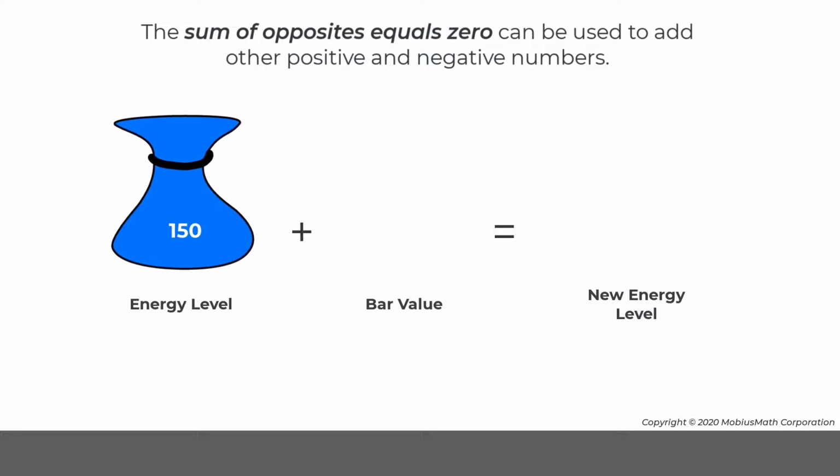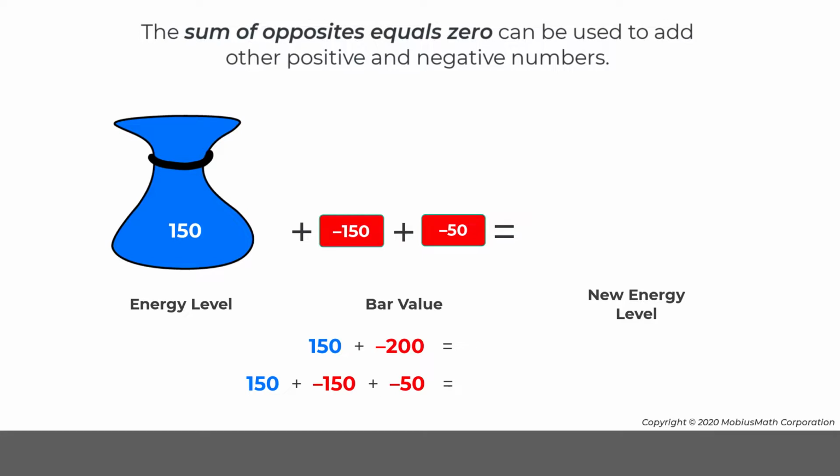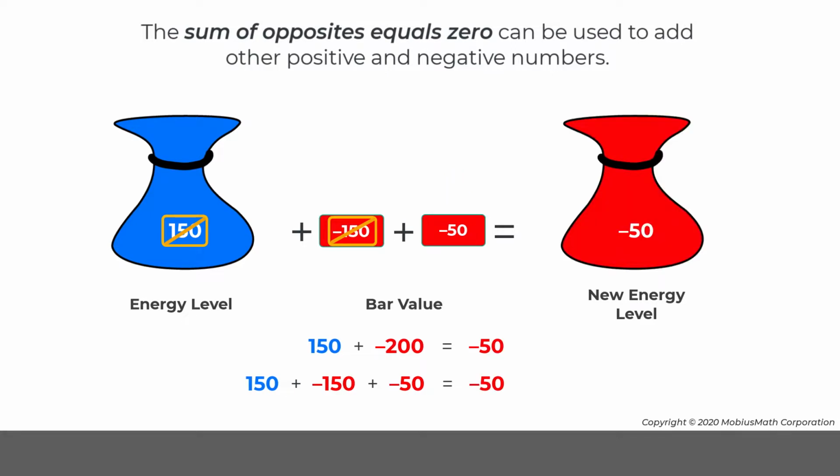The following events in the video game can be justified in a similar way. When the player adds a negative 200 bar to the bag, the negative 200 bar splits into negative 150 and negative 50. Then, the positive 150 energy level and the negative 150 bar combine to make 0. Finally, the value of the remaining bar becomes the new energy level, negative 50.